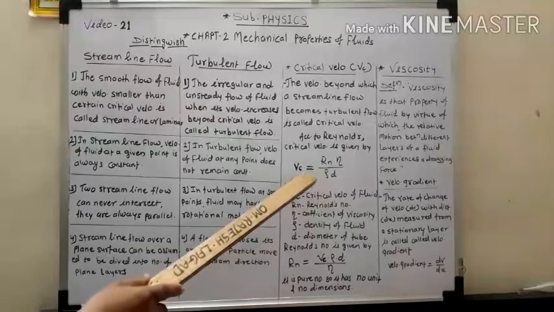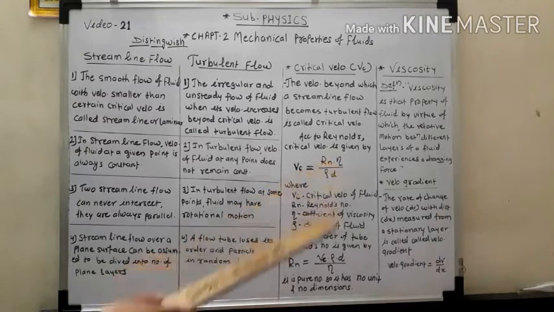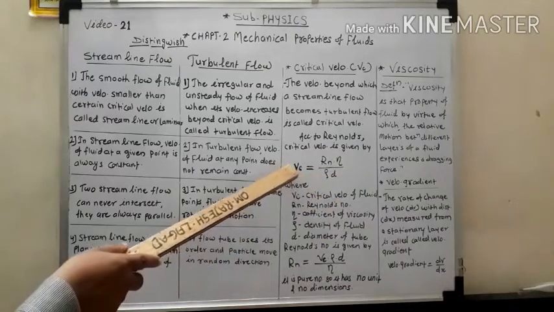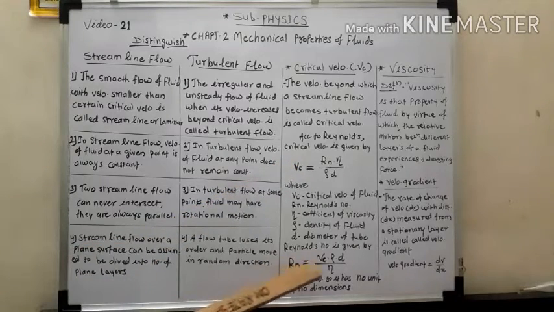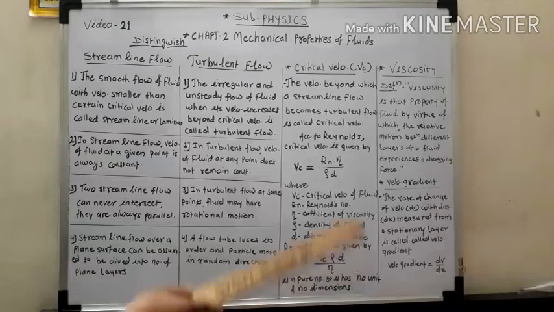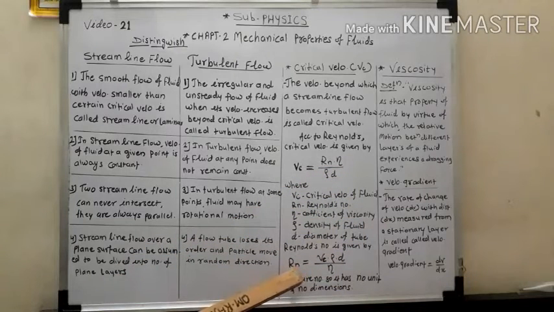From this equation for critical velocity we can find the Reynolds number. Taking rho and d from the denominator and multiplying by the numerator Vc, Rn is equal to Vc into rho into d upon eta, where eta is the coefficient of viscosity. This Rn, the Reynolds number, is a pure number, so it has no unit and no dimension.